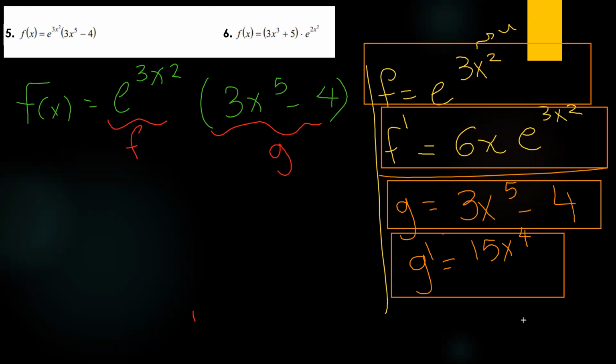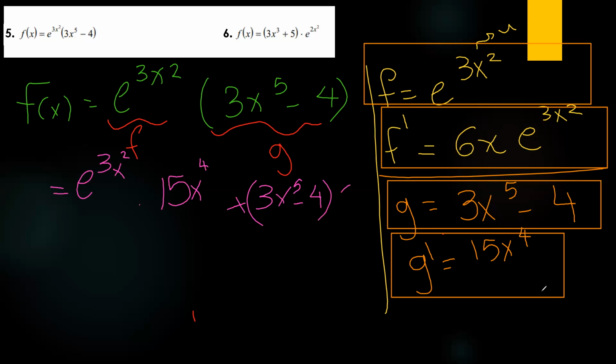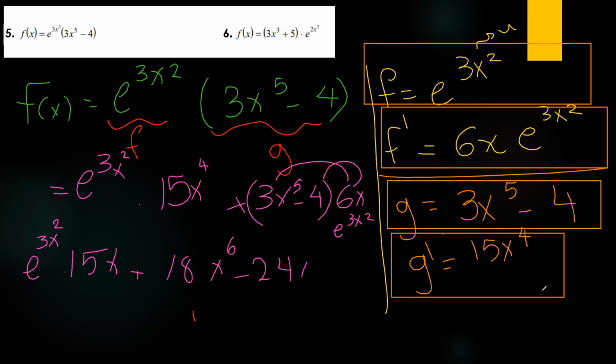After I prepare them now, let's come back to use the chain rule. The chain rule says that we have f times g prime plus g times f prime. So f, which is e to the power 3x squared, times g prime, which is 15x to the power 4, plus g, which is 3x to the power 5 minus 4, times 6x e to the power 3x squared. Then after that, here we have it as e to the power 3x squared times 15x to the power 4 plus 6x times this one here. You have it distributed. So it comes like 18x to the power 6 minus 24x times e to the power 3x squared.